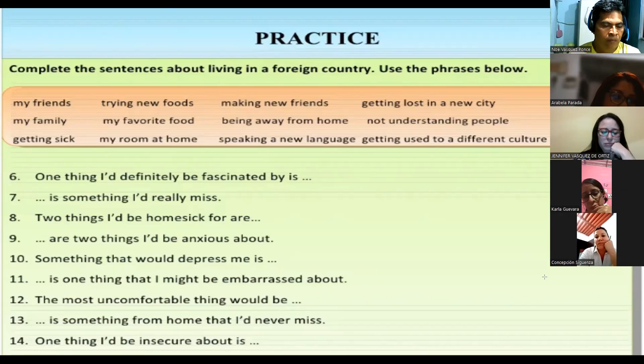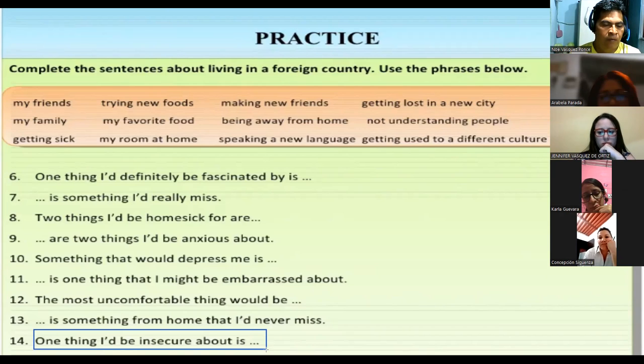Who wants to give me number 14? Even if you didn't reach that part, guys, try to get it. One thing I'd be insecure about is speaking a new language. Very good, guys. Language. Good job, guys. Plus for you guys. All right. Very good job.